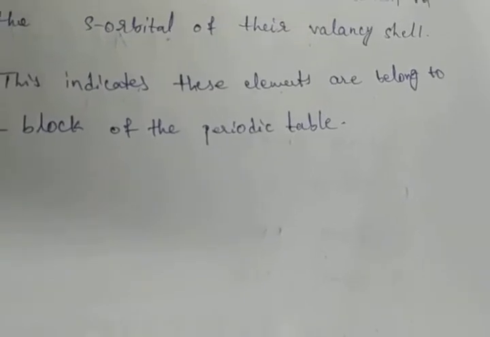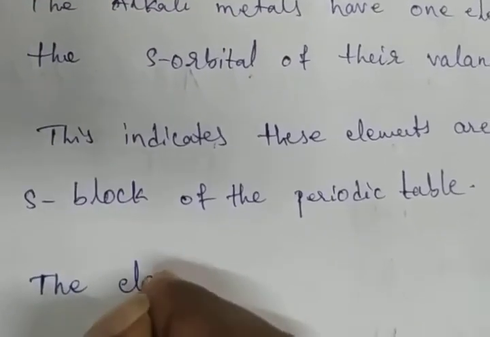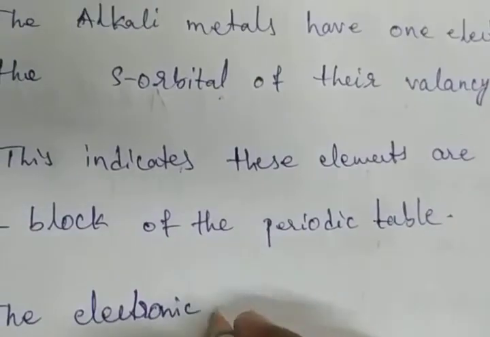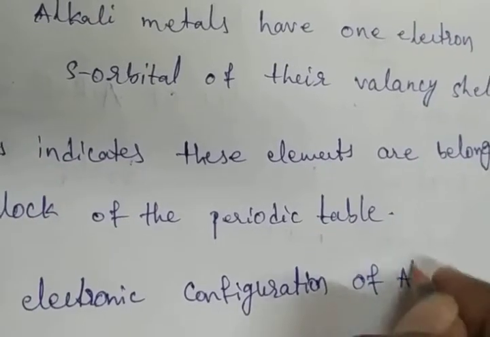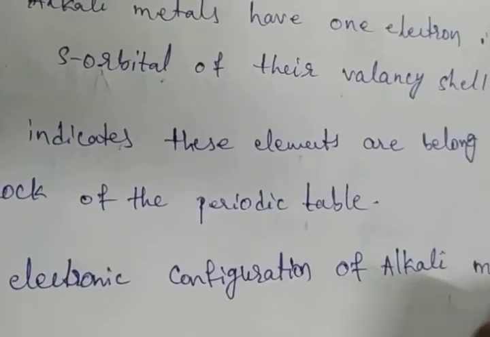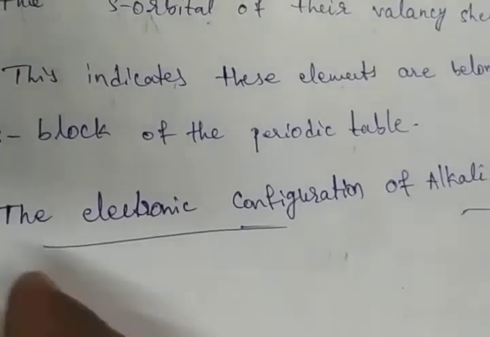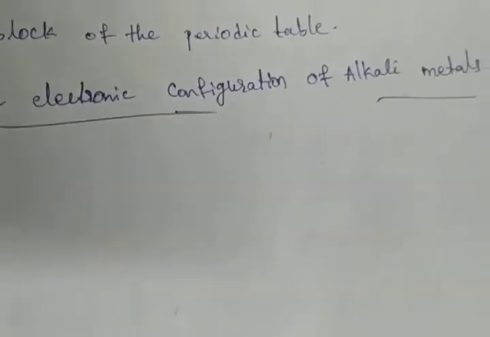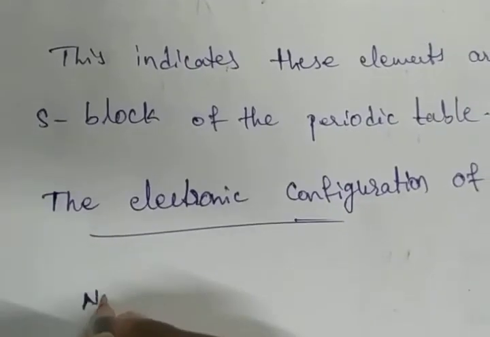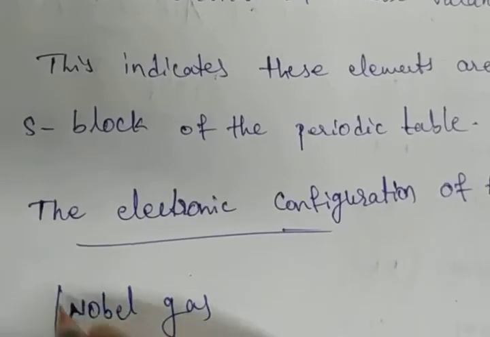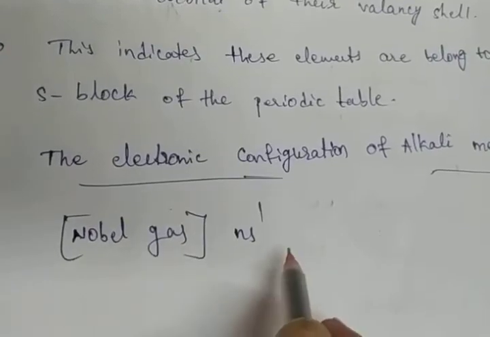Okay, now we have to check the electronic configuration of alkali metals. The first element is lithium. Generally, when writing the electronic configuration, we can write the general formula with a noble gas. Group 1 elements' electronic configuration is [noble gas] ns1. What is the noble gas? What is the ns1? I will discuss.